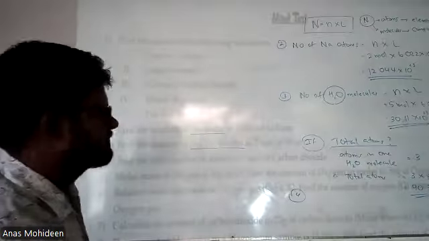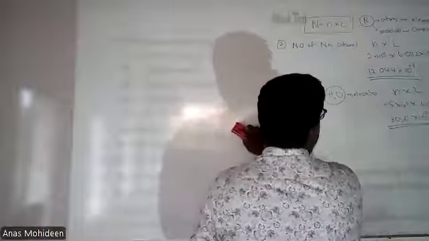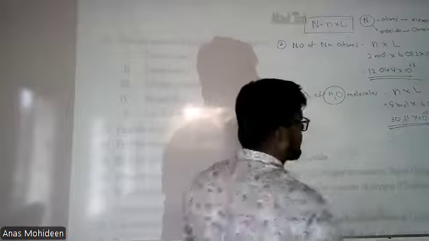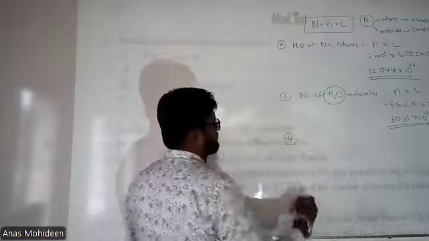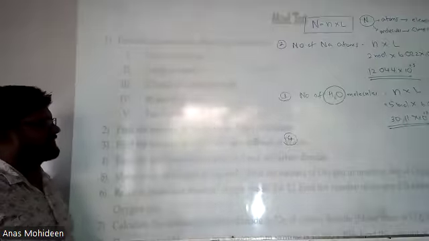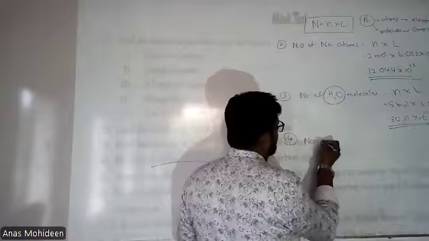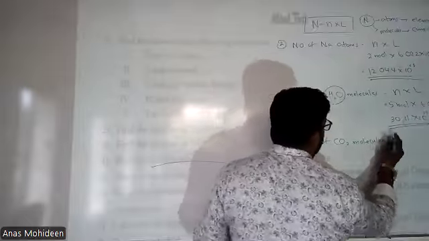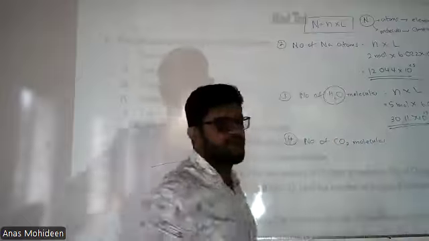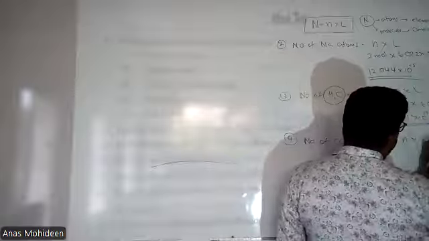Question 4. Find the total number of atoms in 3 moles of carbon dioxide. How do you find out total number of atoms? First, you want to find out the number of carbon dioxide molecules, correct? Number of carbon dioxide molecules equals moles into Avogadro number.